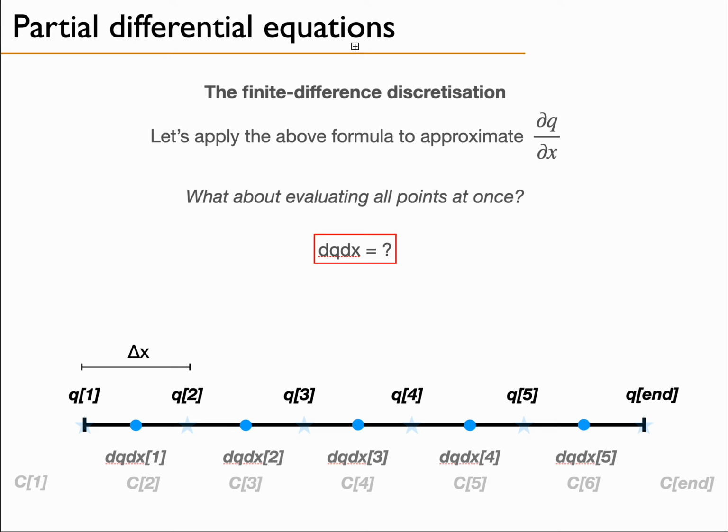What about evaluating all those points at once? Instead of doing one by one, can we evaluate everything at once? The answer is yes. We can do it by using array slicing. So let's compute dq dx for all the points at once. For this, we first need to take into account all the right neighbors. The right neighbor of this point is q2, until q end, which will be the right neighbor of dq dx 5.